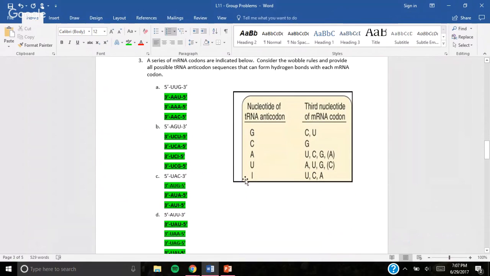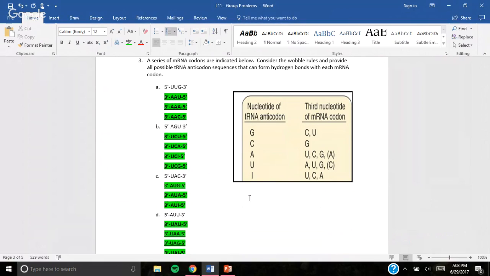That's number 3. So this one, the question is, a series of mRNA codons are indicated below. Consider the wobble rules and provide all possible tRNA anticodon sequences that can form hydrogen bonds with each mRNA codon. So with the wobble rule, the first 2 will be complementary to the mRNA. So the first 2 for the A has to be AA for every single one. And then we get U, A, and C for the possible 3rd nucleotides.